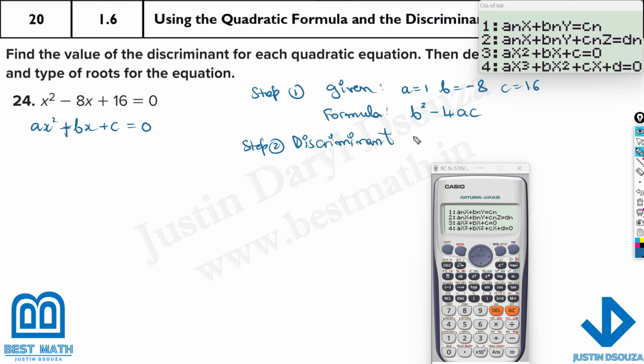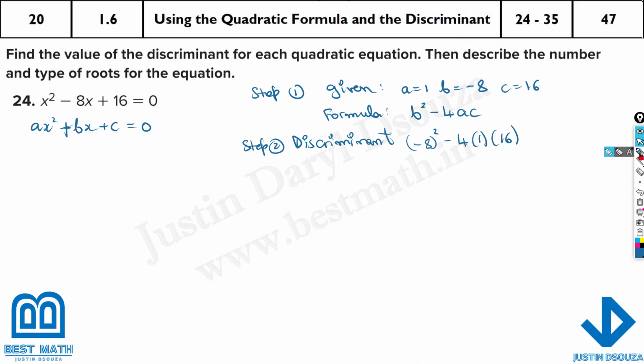Substitute over here. b is minus 8, the whole squared, minus 4 times, what is a? It's 1. c is 16. You can just put this in the calculator and you'll get the answer. It's 64 minus 64, 0 basically, because 8 squared is 64, and 16 times 4 is 64 as well. So you got 0 as the answer. Whenever there is 0 in the discriminant, you will have only one root.